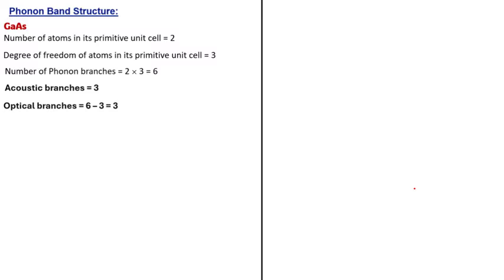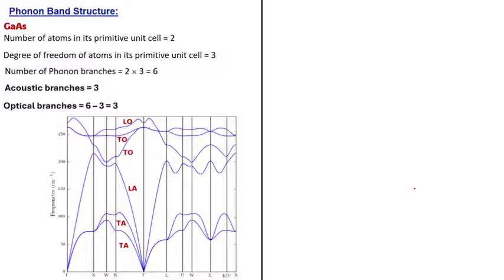And we could see that the plot seems to be like this. So, you could see that we have a longitudinal acoustic mode, a transverse acoustic mode, another transverse acoustic mode. So one longitudinal acoustic and 2 transverse acoustic. We have 2 transverse optical modes and 1 longitudinal optical.